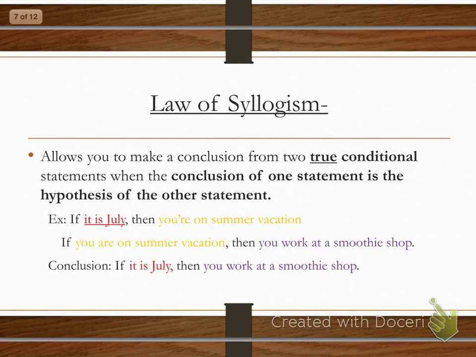So if you're on summer vacation, then you work at a smoothie shop, so you can attach your hypothesis and your conclusion of your first statement and your second statement. So if it is July, then you're going to work in the smoothie shop. So you always attach, if the conclusion and the hypothesis of the two sentences are true, that means your hypothesis and other conclusion should also work.